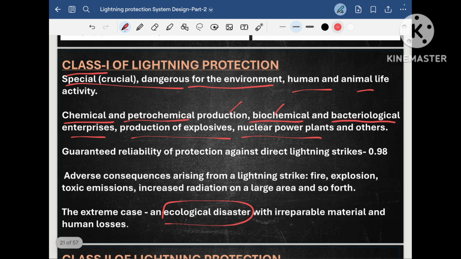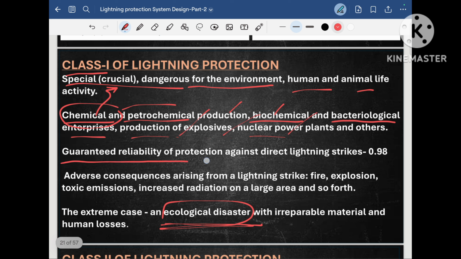Why? Suppose the lightning strikes a chemical industry and there is a toxic gas inside that industry. Due to the lightning strike, this gas is released into the environment. Then what will happen? There will be losses to that industry, as well as an ecological disaster. An area of thousands of kilometers near this petrochemical industry will suffer due to this toxic gas release. So class 1 protection is given to those projects which are dangerous for the direct environment, human and animal.